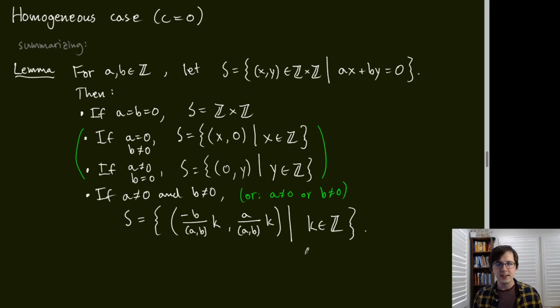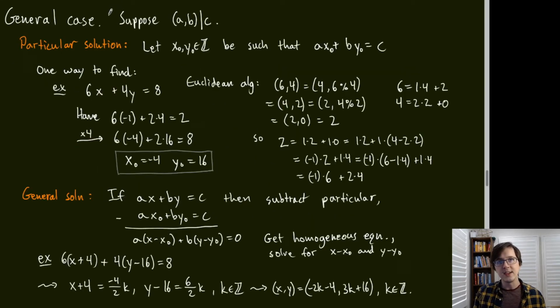Okay, so we've solved the homogeneous equation. Now let's look at the general case, which is when c is allowed to be non-zero. As we saw before, the GCD of a and b has to divide c for there to be a solution at all. So let's suppose that the GCD of a and b does divide c. We handle this in 2 parts: 1, finding a particular solution, and then 2, finding a general solution from that.